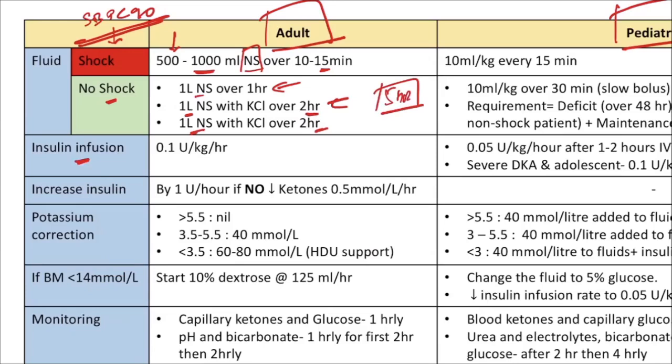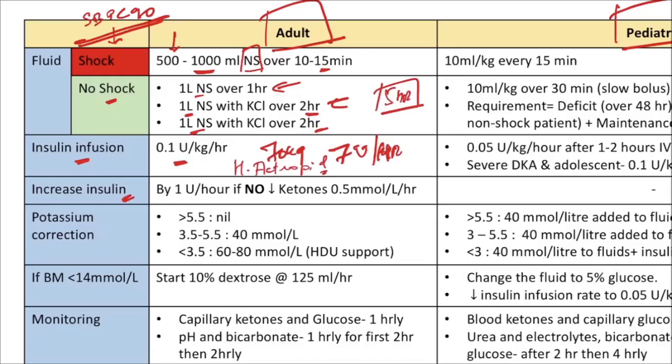Insulin infusion. Insulin infusion is started at 0.1 unit per kg per hour. Someone who is 70 kgs, for example, it is 7 units per hour infusion that you are starting. The insulin which is used is usually a short-acting insulin. Human Actrapid is the preferred one. Human Actrapid is what you will be using.